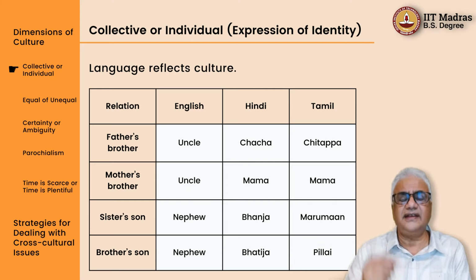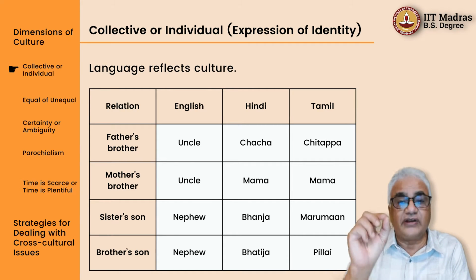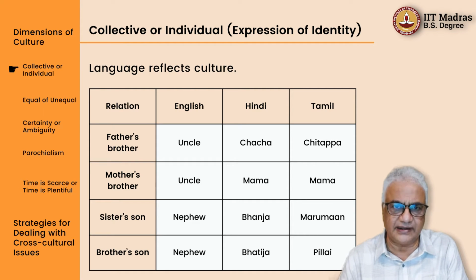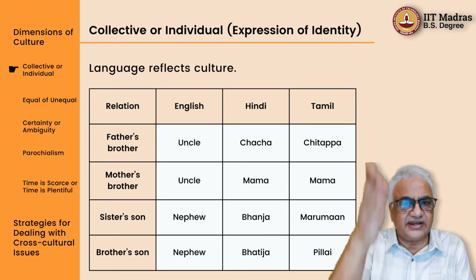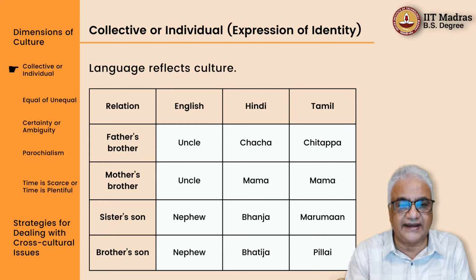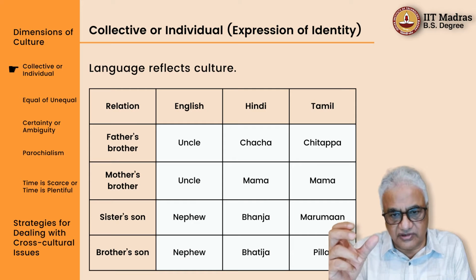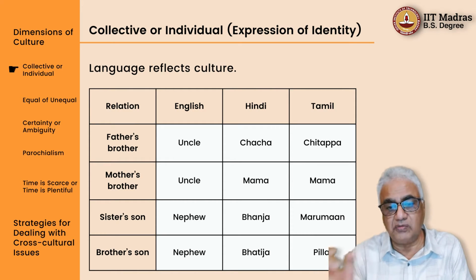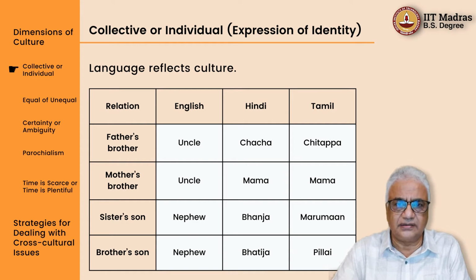Look at this. This is a classic example of collectivism, right? Because we have a name for every relationship, which means relationships are very important to the Indian. Very important to the Indian. So what happens? Okay, father's brother. In English, everybody is an uncle or nephew. In almost every Indian language, every relationship has a name. Chacha, Chittappa in Tamil, Mama, Bhanja, Maruman, right? Brother's son, and all that.